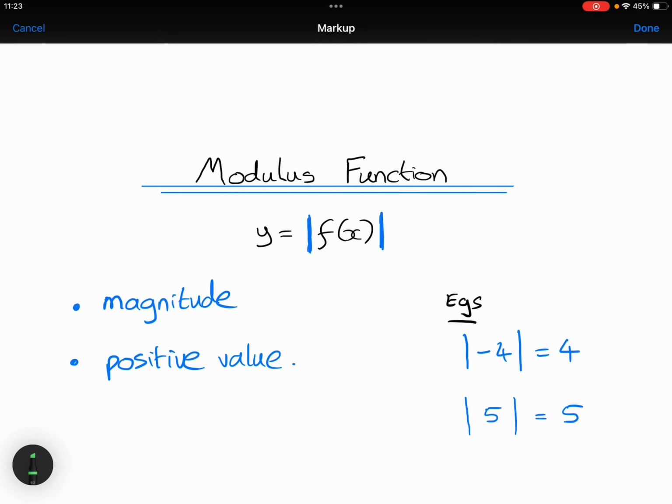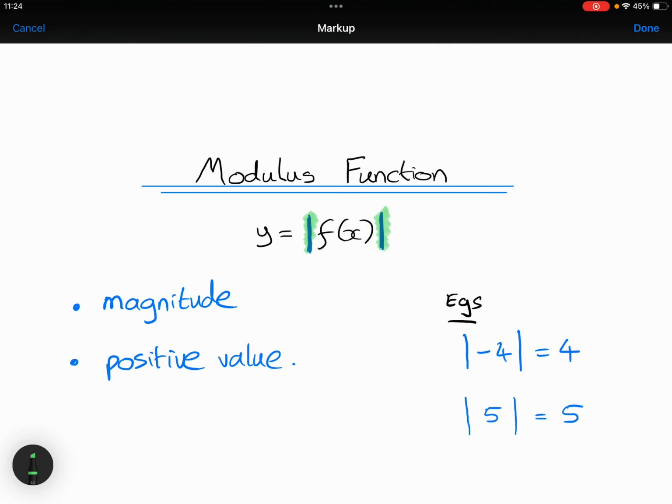This is going to introduce the modulus function, which is denoted by these two vertical lines, which you should hopefully remember from your work on vectors, where it also means the magnitude or size of a vector. And it has a very similar meaning here. It means the magnitude or size of a function. So what it does is it returns the positive value of the function. It doesn't care whether it's negative or positive, it's just the size, the numerical value of the function. That's what the modulus does.